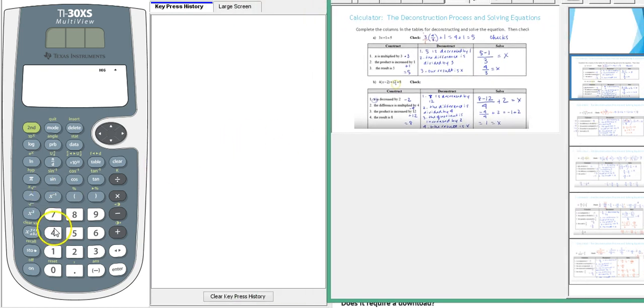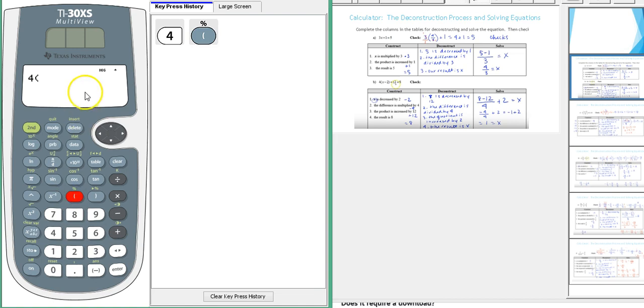So we have 4 parentheses. Instead of x, I'm going to enter 1, and then I am subtracting 2. Notice I didn't put the 1 itself in parentheses. I could have. The reason I didn't is that we're subtracting 2 from 1. It's not a multiplication or division part. You could put the 1 in parentheses and you get the same result.